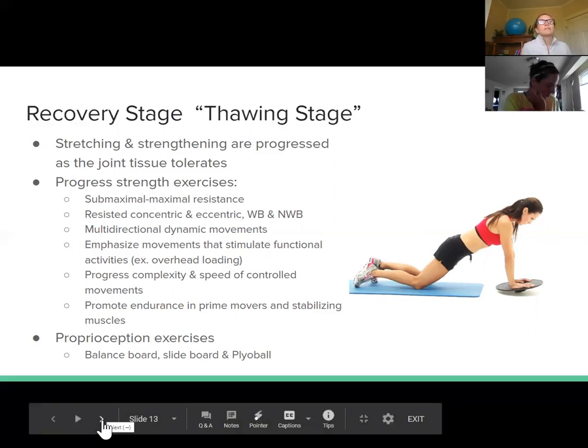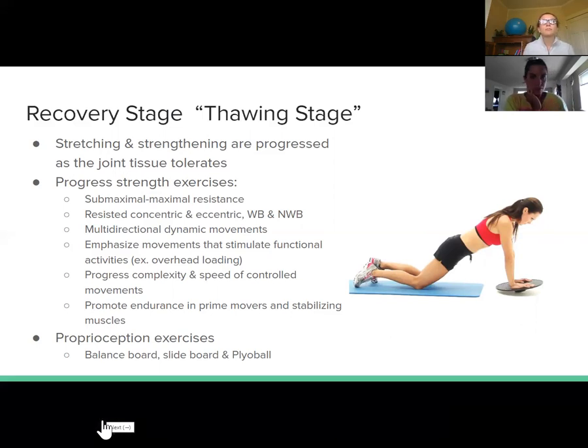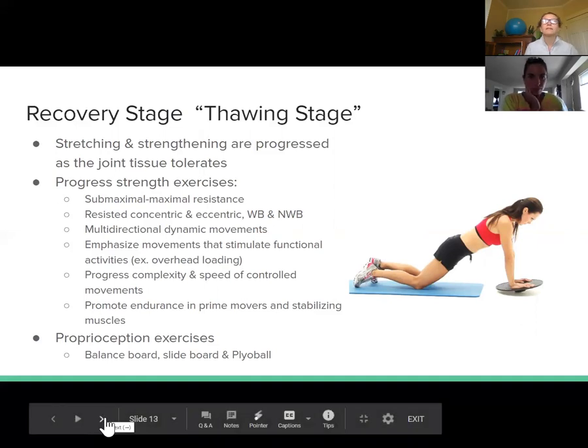And then we want to progress the complexity and speed of controlled movements and promote endurance in the prime movers and stabilizing muscles. And it's also important to emphasize proprioception. We can do this with balance boards, slide boards, plyo ball. There's a good example right here of a woman in closed chain.